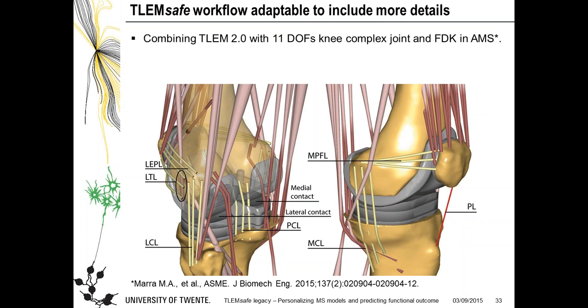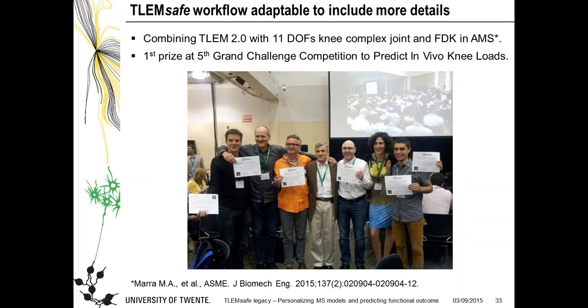An important aspect of the TLEMsafe modeling workflow is its adaptability to include more details, depending on the required accuracy of the problem analyzed. For example, TLEM 2.0 was successfully combined with a very detailed 11 degrees of freedom knee complex joint and was combined with the force-dependent kinematics in the AnyBody modeling system. This combination allowed winning the first prize at the 5th Grand Challenge competition to predict in vivo knee loads at the World Congress of Biomechanics in Boston last year, demonstrating the validity of the TLEM 2.0 model and also the validity of the underlying modeling framework.